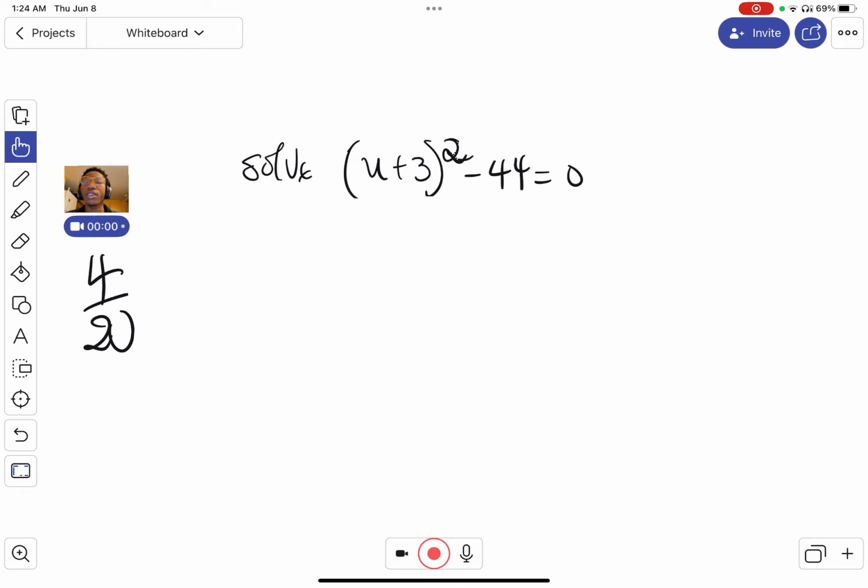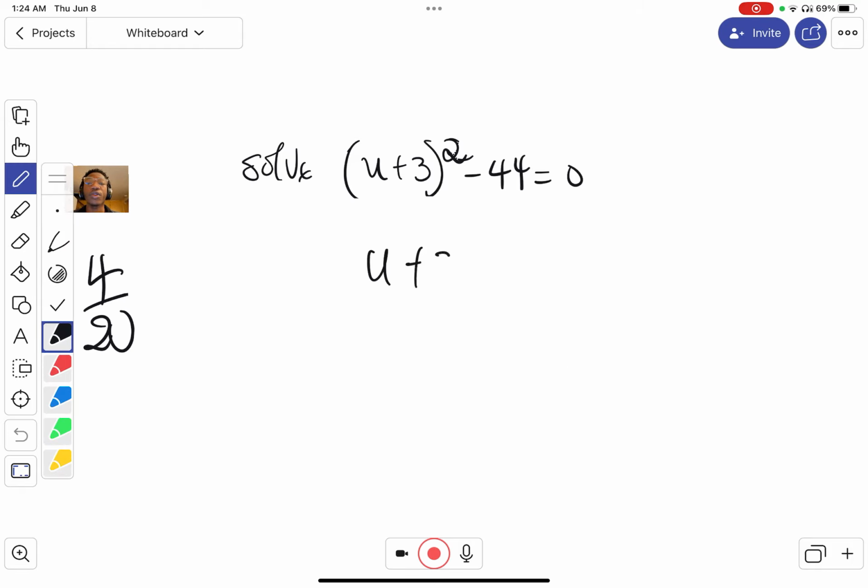So we're going to do (u + 3)² is equal to 44. Right, it's equal to 44 just because the negative 44 was on one side and it's going to the other side, so we need to change the sign. And that's pretty much all about it. So right now we're going to get the square root of each side.